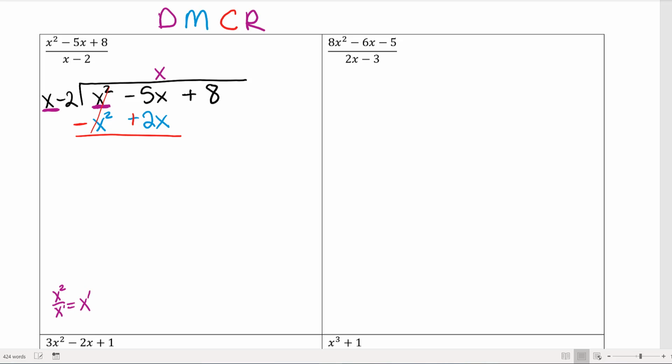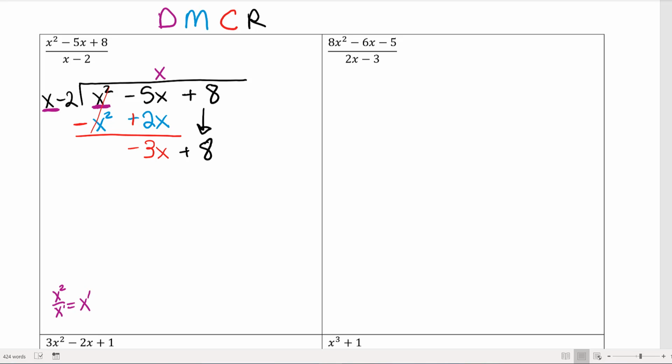x squared minus x squared adds to 0. That was kind of the whole point, is to get rid of that one term. So I'm now moving over one column. Negative 5x plus 2x is negative 3x. And my last step, and I'll try to do that in another color, R, is drop and repeat. Okay, so I drop the 8 and then I repeat.